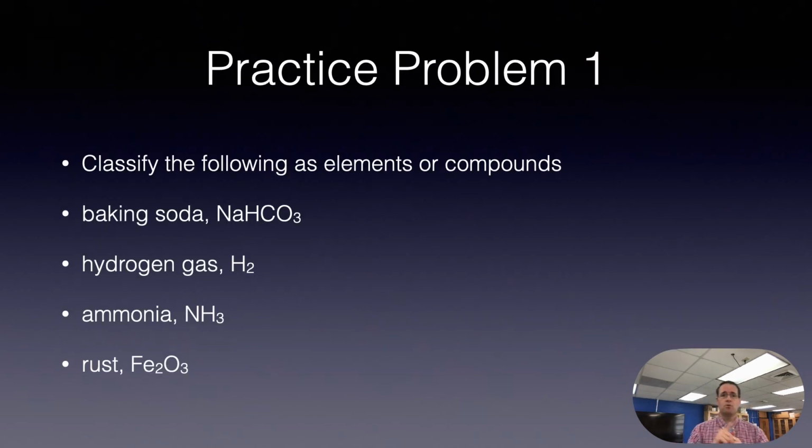Practice problem number 1. Take a look at these chemical formulas, 1, 2, 3, 4, and answer the question. Classify the following as elements or compounds. Which of these are elements? Which of these are compounds? Pause the video, write your answers, see what you get. If you're taking my class, you'll want to put these onto a sheet of paper and turn them in electronically.